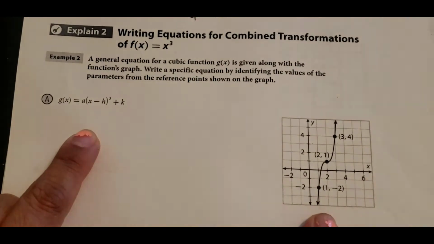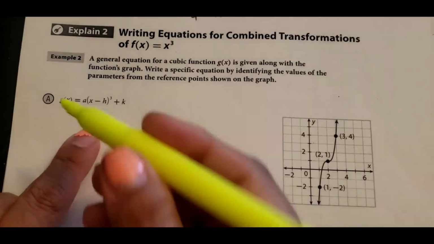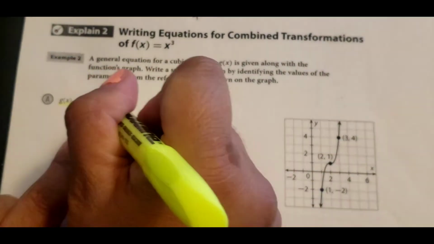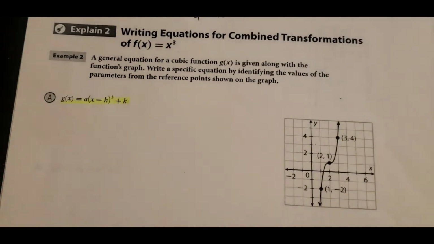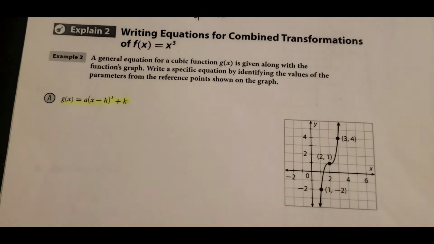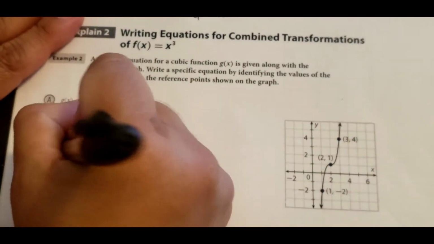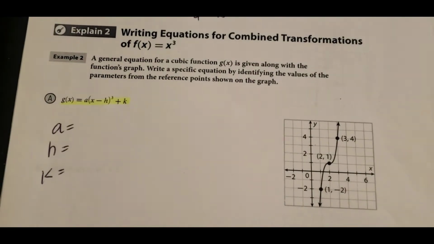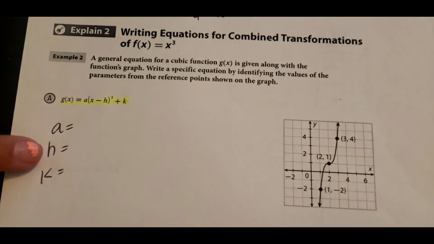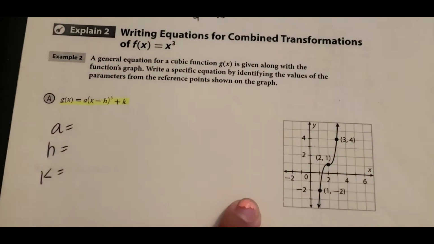Generally the rule is you will always be given the function along with its graph. So you need a couple things. Of course, this is just the general function. In order for you to come up with a rule, you need a couple values. You need your A, your H, and your K. And believe it or not, you can actually get your H and your K from your graph.